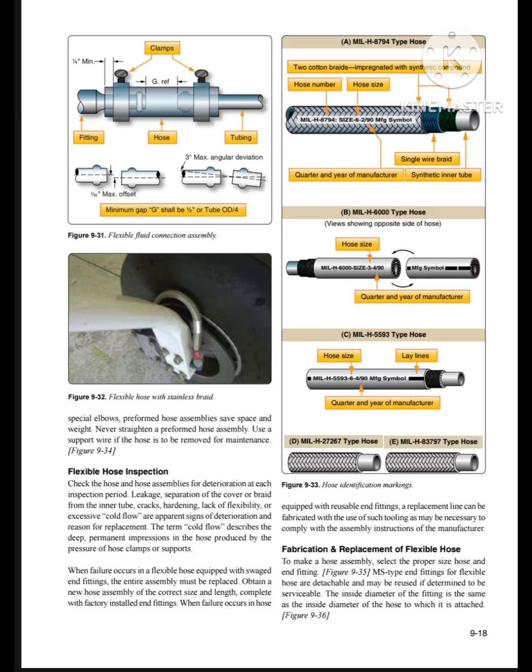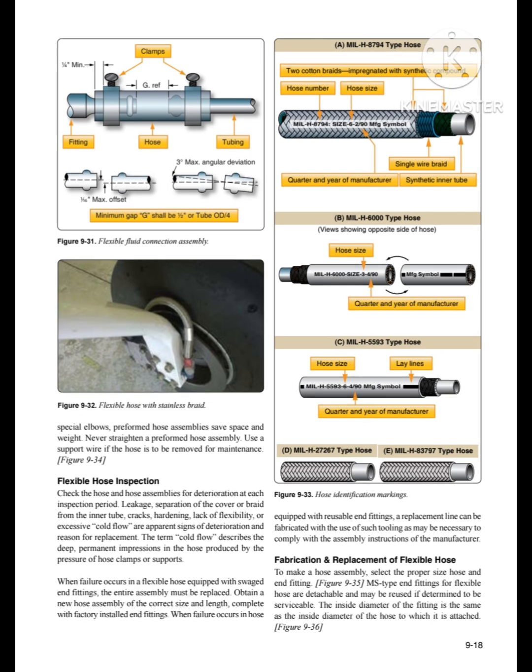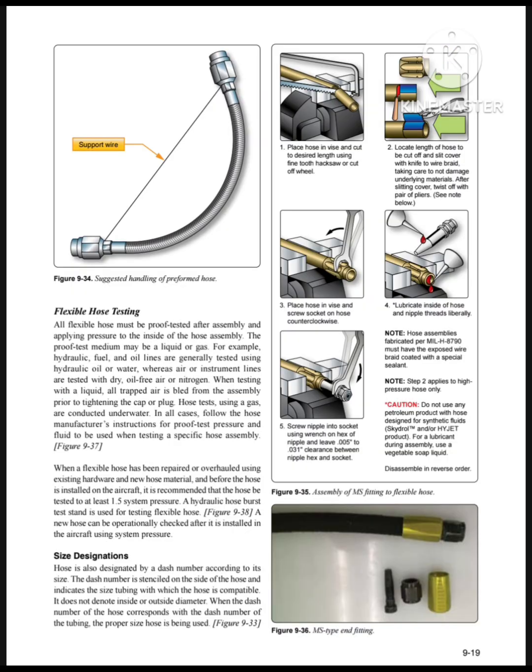For flexible hose inspection, check the hose and hose assemblies for deterioration, leakage, and separation of the cover. And fabrication and replacement of flexible hose: to make a hose assembly, select the proper size hose and end fitting. MS type end fittings for flexible hose are detachable and may be reused if determined to be serviceable, and the inside diameter of the fitting is the same as the inside diameter of the hose to which it is attached. In the next page, we can see the suggested handling of preformed hose and flexible hose testing.